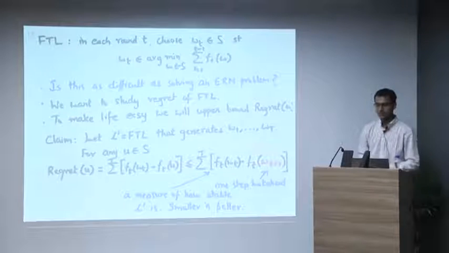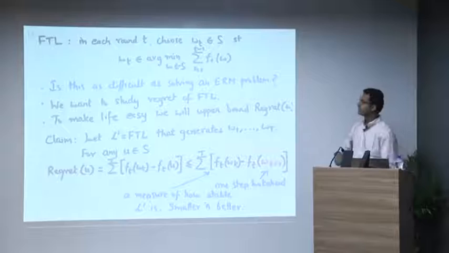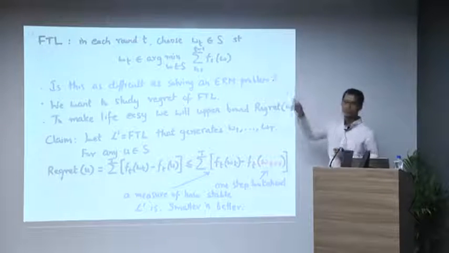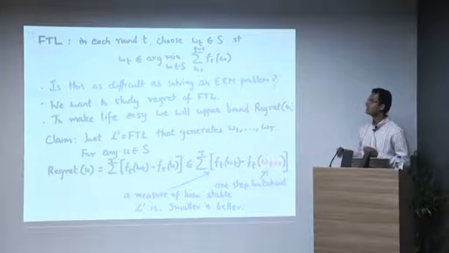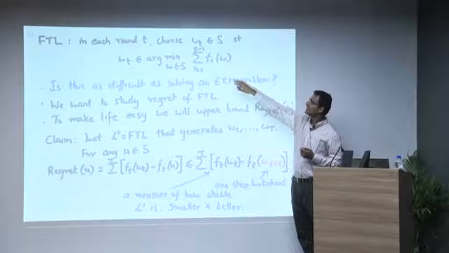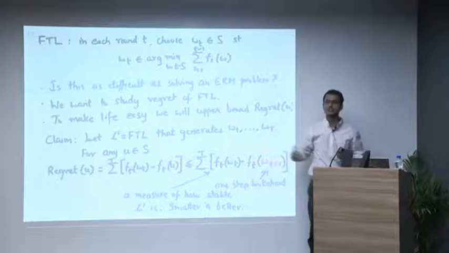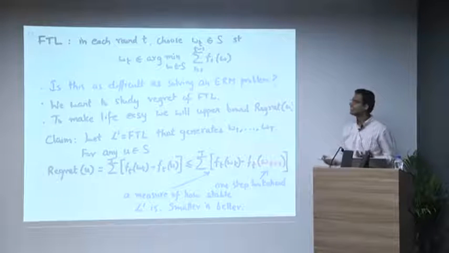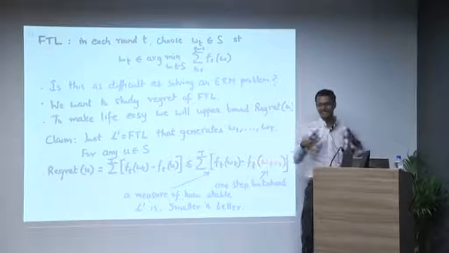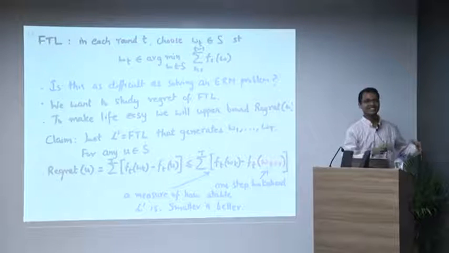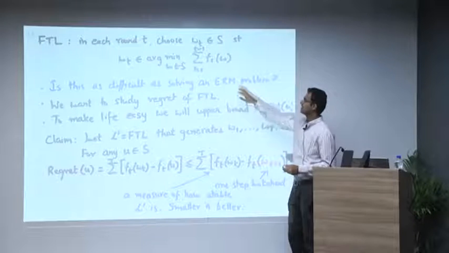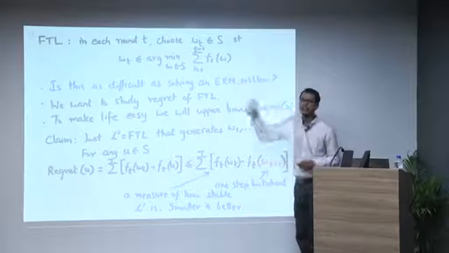So the follow the leader algorithm is as follows. This is the algorithm, the learner L prime in your OCO world. In each round t, you choose a point wt in your set S, which is just the minimizer of the functions that you have seen in the previous t minus 1 rounds. This is somewhat strange, right? The online convex optimization learner is calling a subroutine, which is another convex optimization problem solver. But this is how it's going to generate the next point wt.